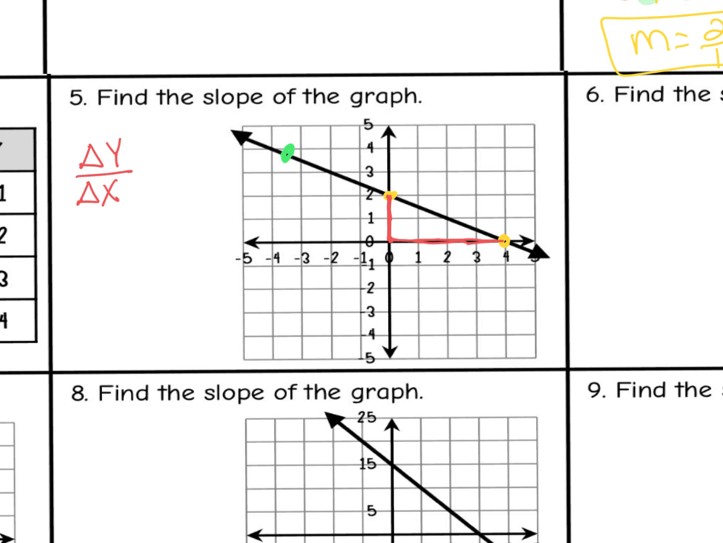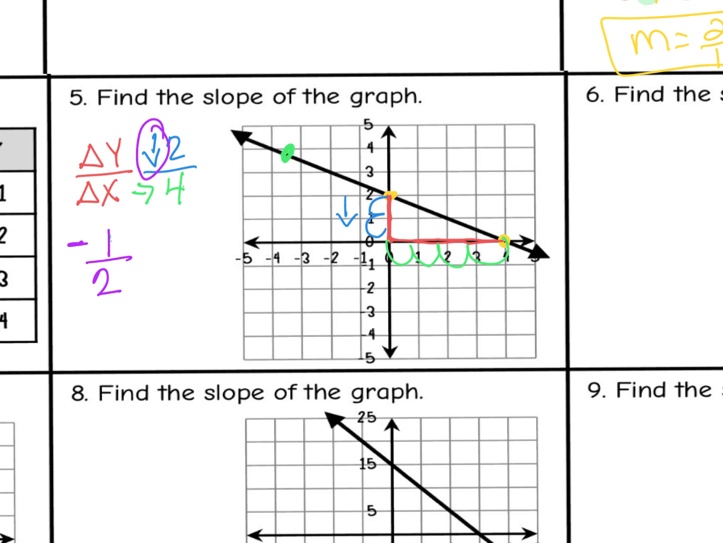So now let's count. What did my y do? Well, it went down. It went down 2. And then what did my x do? My x went over 4. So my rate of change is down 2 over 4, and that can be simplified to 1 over 2. Now, because this went down, this is going to be a negative. Another way to look at it is to look at the direction of my line. Remember, we always read a graph from left to right. It is heading down, or down the steps. So that's how we know it's a negative slope.